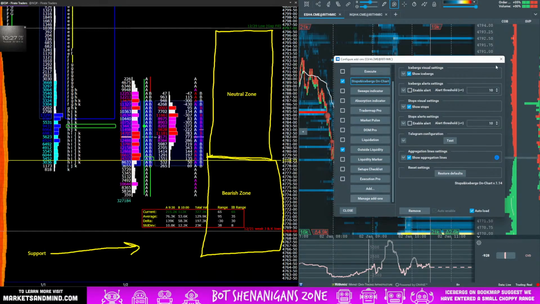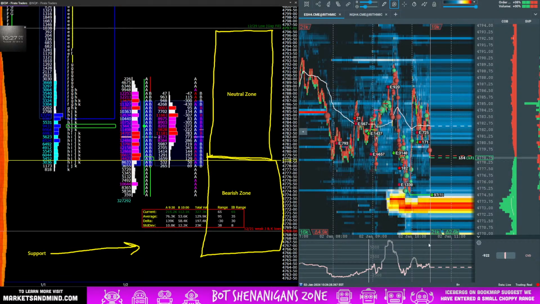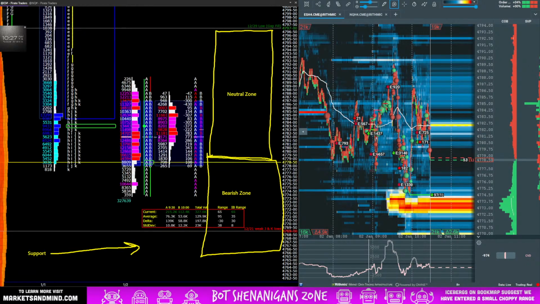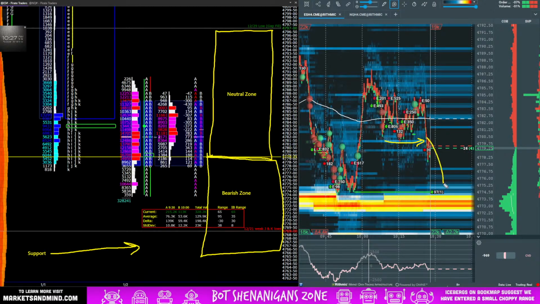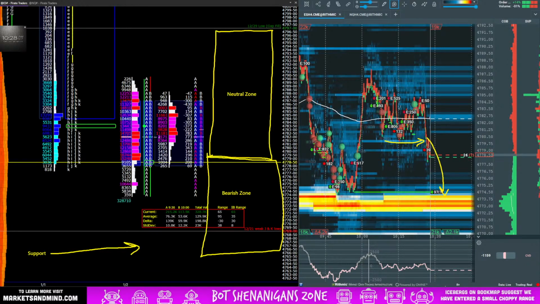Anyway, I'll figure that out later. But yep, cumulative volume delta. All right, so we are breaking out of the bot shenanigan zone, meaning the market should be able to make a move. Since we broke out of the low of the bot shenanigan zone, that increases the odds the market is making its move down to the low. And that makes me bearish once again.